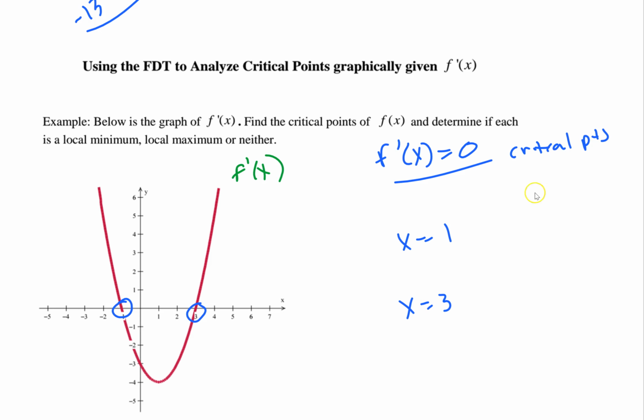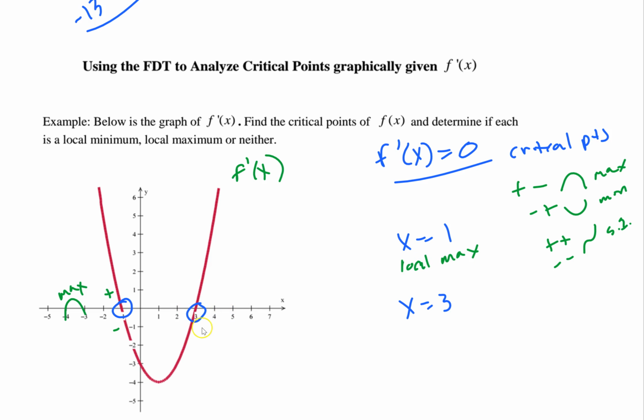Remember the way that works, right? If you go from positive to negative, it's a max. If you go from negative to positive, it's a min. If it doesn't switch, then it's a stationary inflection. So how do I tell from here? Well, look at the graph. It went from positive to a negative. That right there is a max. So it's the local max. Then look at 3. You went from a negative value to a positive value. So, local min. It went down and up.